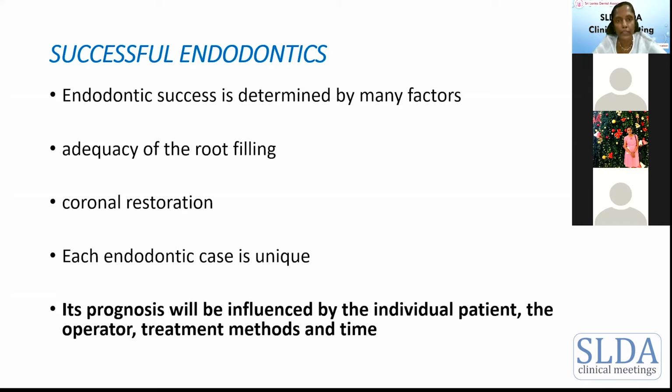So successful endodontics is influenced or determined by many factors. One factor is the root canal treatment. The other factor is the coronal restoration. But the prognosis can be influenced by many other factors, such as individual patients. As an example, some patients are very well educated, and they have their own measures, therefore they know what to do.